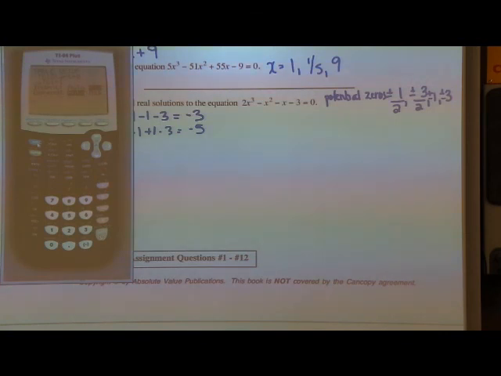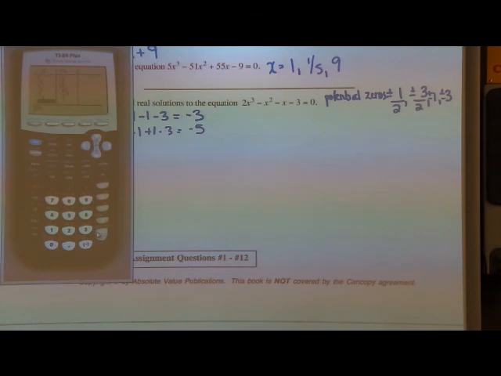So now if I go to my second table, it's blank. So now I can start putting in those potential zeros. I have positive 1. I have negative 1. I have positive 3. I have negative 3. So I still haven't hit a 0 yet. Now I can look at my 1/2. 1/2, negative 1/2.